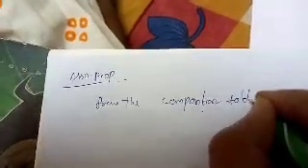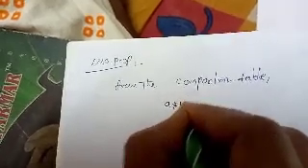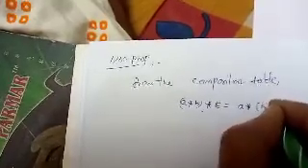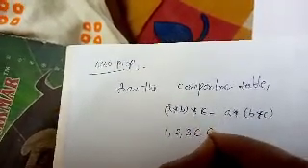Next one is the associative property. From the composition table, what is the associative property? A star (B star C) equals (A star B) star C.